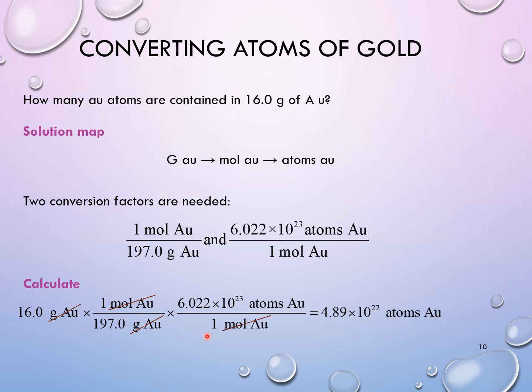atoms of gold. So when you do your math, it will be 16.0 grams divided by 197.0 grams times 6.022 times 10 to the power 23, and you get your answer as 4.89 times 10 to the power 22 atoms of gold. Notice here we keep 3 sig figs because our number is 3 sig figs, and this is 4 sig figs, but we keep 3 sig figs right there.